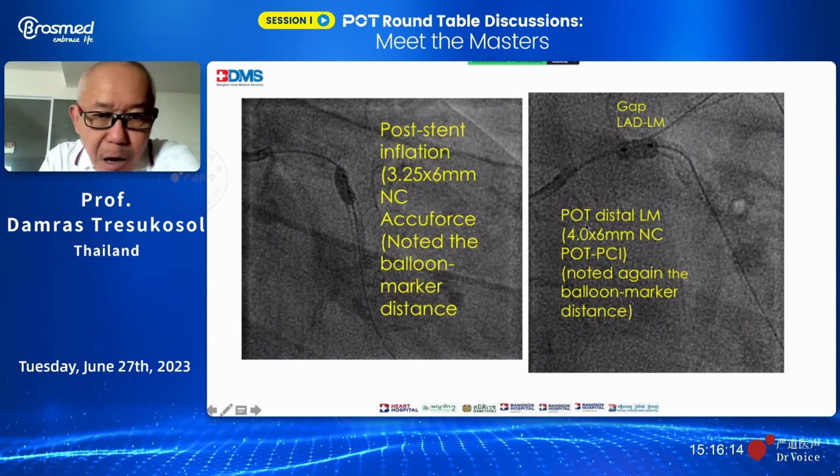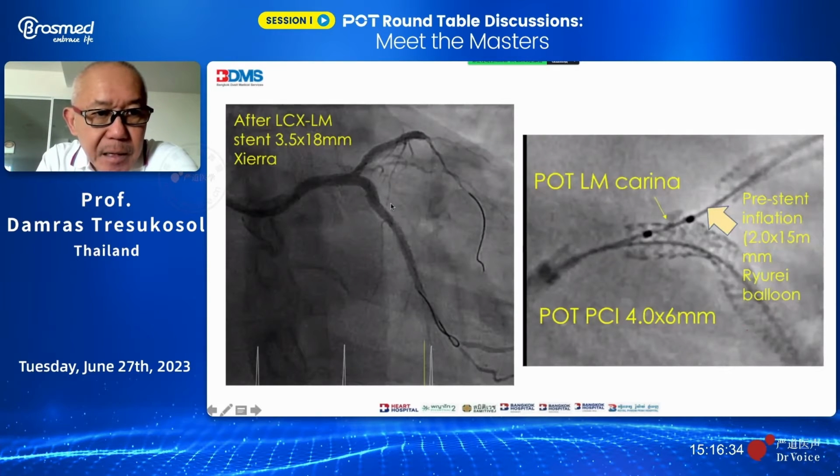Now we use the POT PCI balloon that I prefer. Right now it is my workhorse POT balloon. This is a 4.0 by 6 NC POT PCI balloon. You can see that the balloon shoulder to the marker is very, very short and very, very accurate. So I do POT on the left main. This is the angiogram after POT to the left main. And then we place the POT balloon into the carina to the LAD.